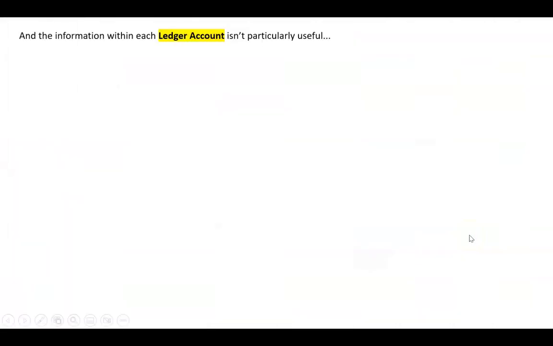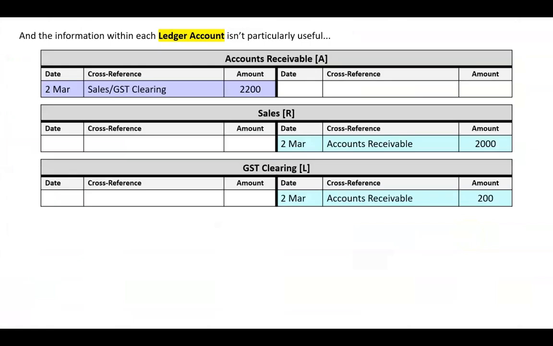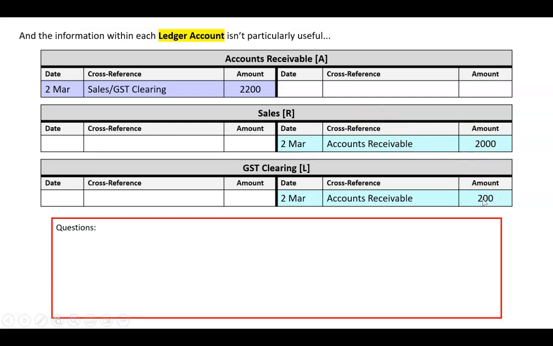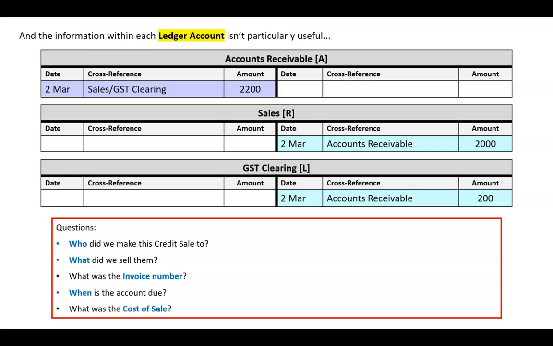Also, the information within each ledger isn't particularly useful. So if we took this entry, for example, I've got a debit in accounts receivable, 2,200, matched up with a credit in sales and a credit in GST clearing. So what's happened here is I've made a credit sale. But the problem here is I've got some questions that I can't answer just looking at that. Who did we make this credit sale to? What was their name? What did we sell them? What type of inventory? What was the invoice number? That's most important. If I ever need to track this, I need the invoice number. When is the account due? What was the cost of sale? So I'm missing all that.